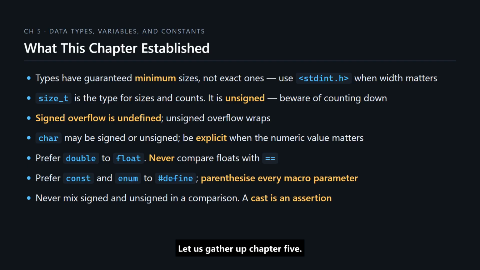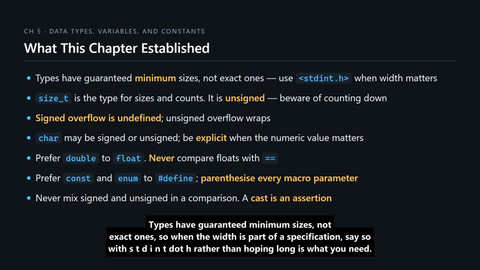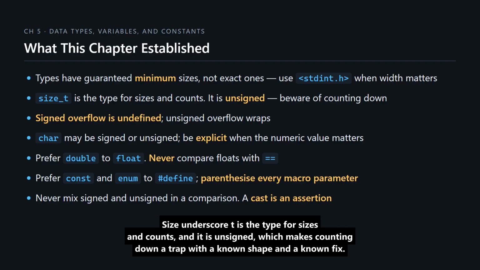Let us gather up Chapter 5. Types have guaranteed minimum sizes, not exact ones, so when the width is part of a specification, say so with stdint.h rather than hoping long is what you need. size_t is the type for sizes and counts, and it is unsigned, which makes counting down a trap with a known shape and a known fix.